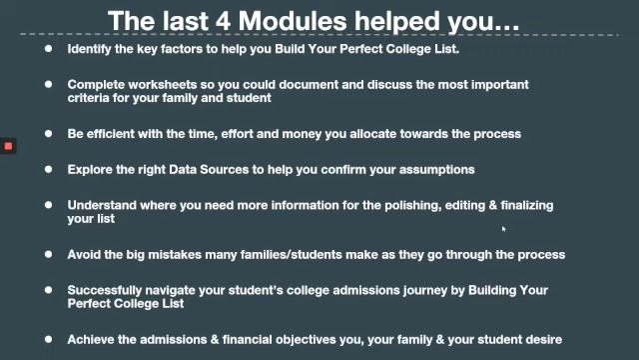In addition, we taught you, hopefully, to be efficient with the time, effort, and money you allocate towards the process. This process can be overwhelming, and what we tried to do, specific to building your perfect college list, is keep you focused, give you key tips and points so you can be efficient and effective as you go through the process. We helped you explore the right data sources and gave you many examples of the different ones you can explore. We also talked about the fact that you are going to potentially need to polish, edit, and then eventually finalize your perfect college list.